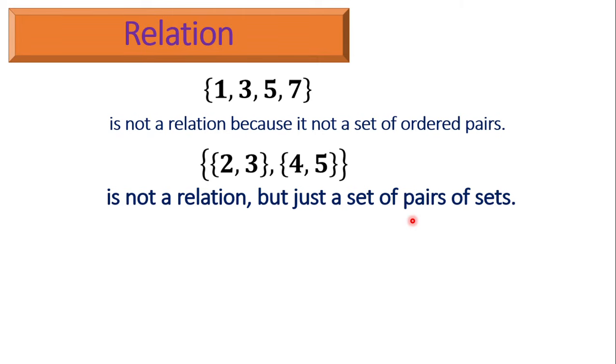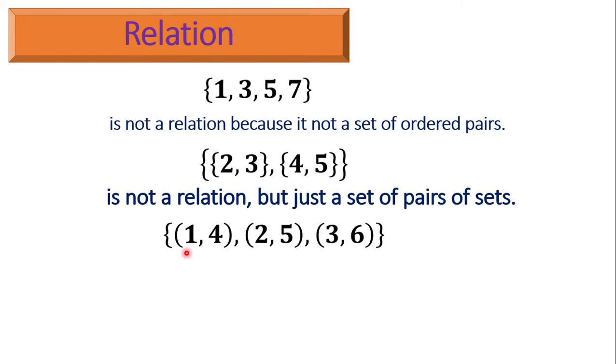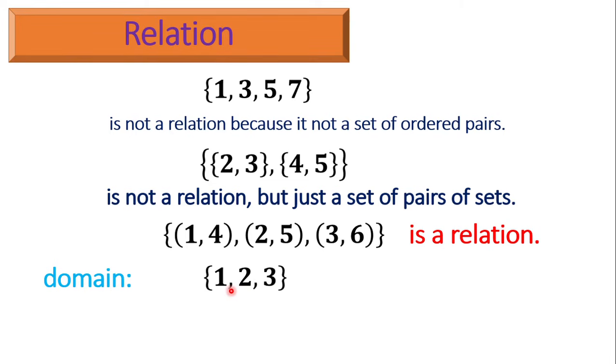Next. O, ito. Yung (1, 4), (2, 5), and (3, 6). Yan. Is a relation. Bakit? Kasi ang domain natin dyan is 1, 2, 3. And then, range natin is 4, 5, 6. Kasi dito, nakita mo sets uli siya, oh. Another sets, di ba? So, kaya nga sabi dyan, it's just a set of pairs of sets, di ba? Yan, oh. Dalawa. Kaya hindi siya relation.